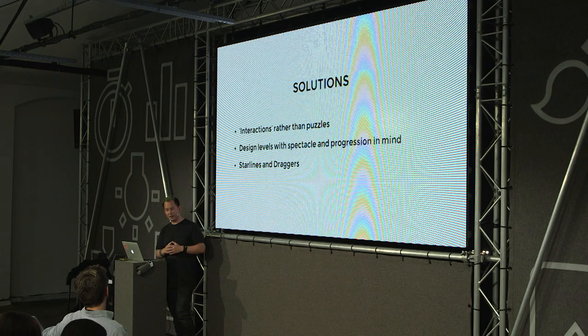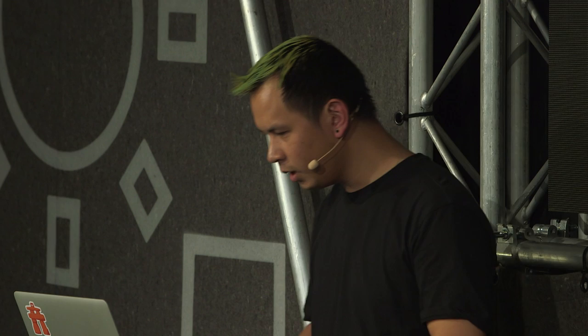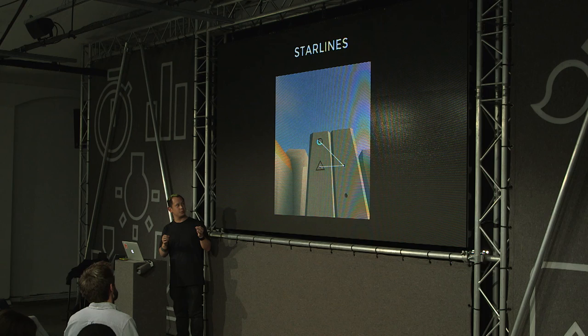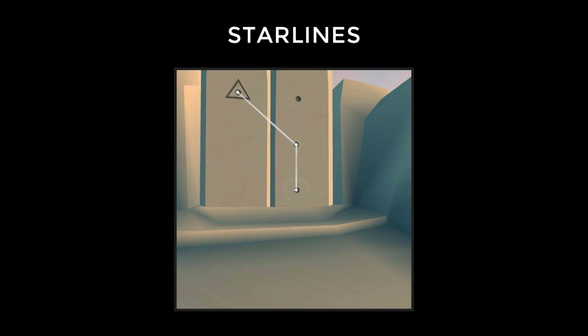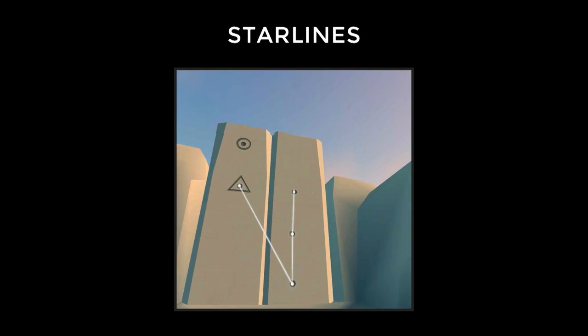And finally, we tried lots of different interaction mechanisms beyond the look points. It was really when we realized that gaze is the strongest thing about current VR that we figured out these two systems, star lines and draggers. Star lines again makes use of gaze, but instead of moving from point to point, you are connecting the dots. It took a lot of development figuring out that the triangle was the start point and the circle is the end point. We're trying to teach people that they have to go from start to finish, connecting all the dots.